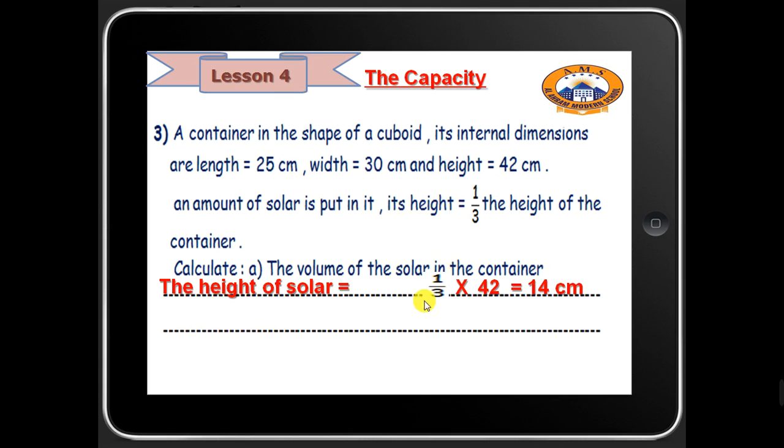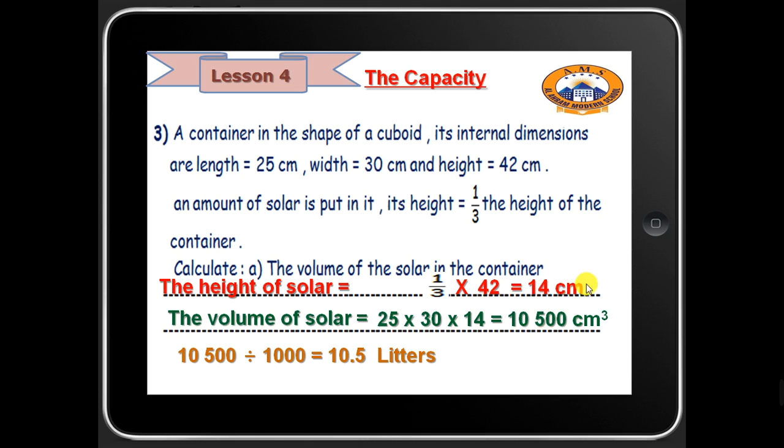Now I have the height of the solar, and I have the length and the width. I can calculate the volume of the solar by multiplying length times width times the height of the solar, which I already calculated. But which height? The one that I calculated here. So 25 times 30 times 14 will give me 10,500 cubic centimeters. This is the first part of the question.